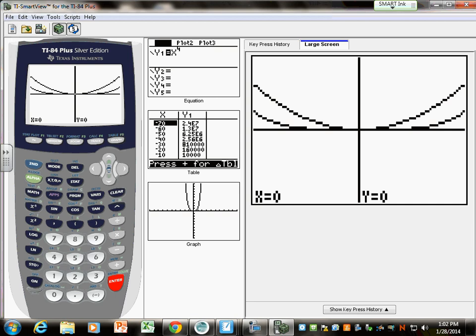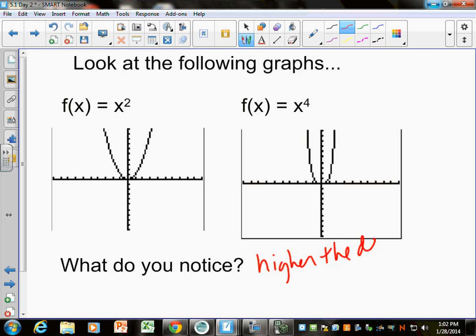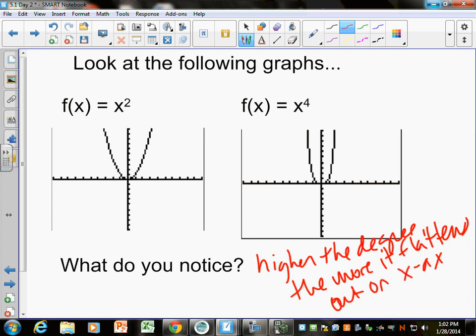Do you agree that x to the fourth looks like it kind of touches the x-axis more than x squared does? But really, they both only touch at 0. Do you agree with that statement as well? They both just touch at 0. But the idea is, if you have a higher degree, this will flatten out on the x-axis more. I should have put the flatten out picture on here. So let's write: the higher the degree, the more it flattens out on the x-axis.